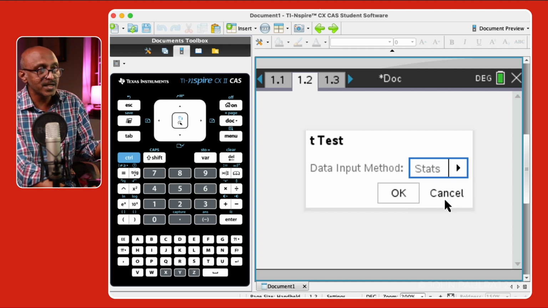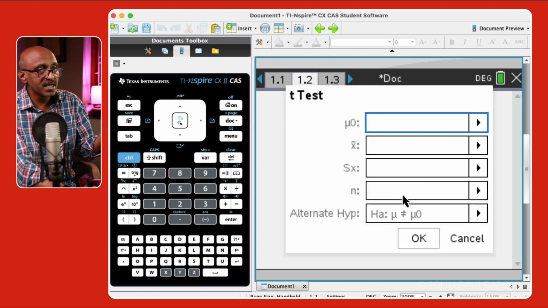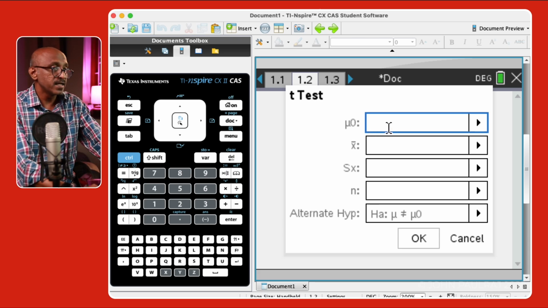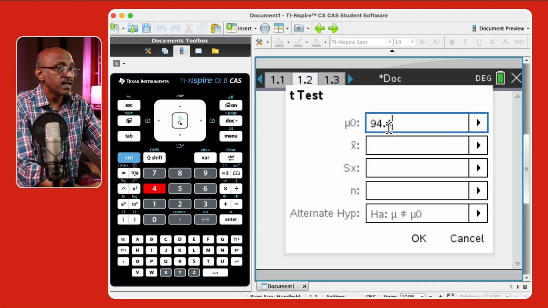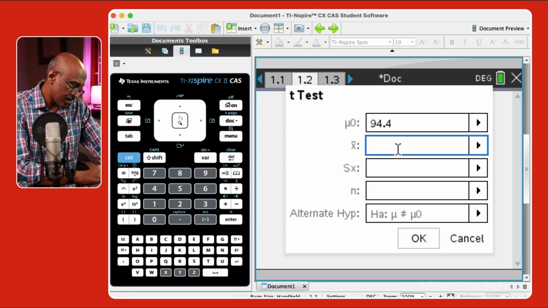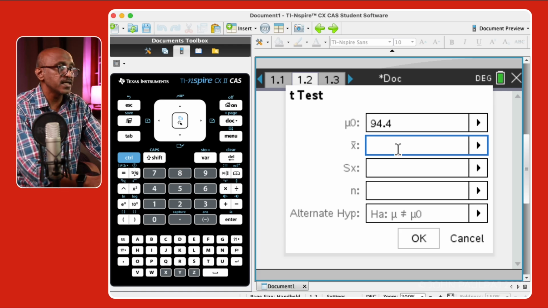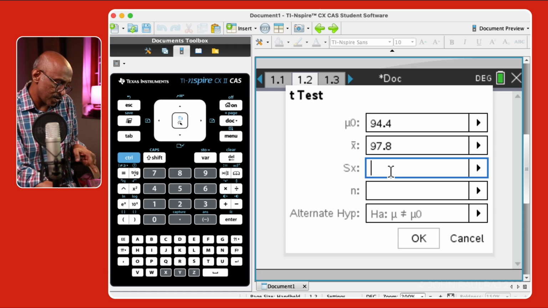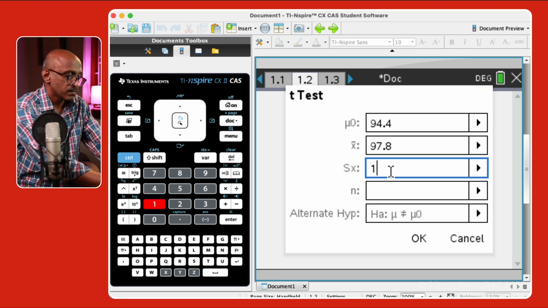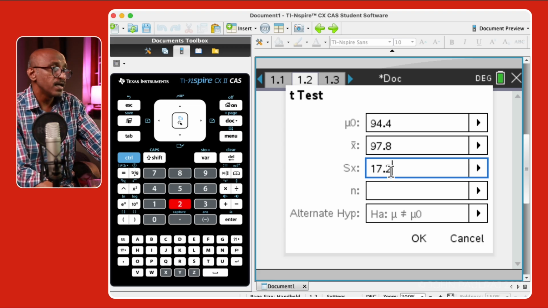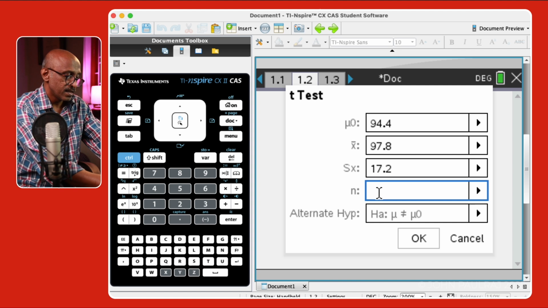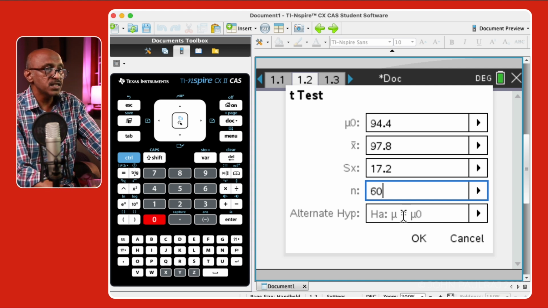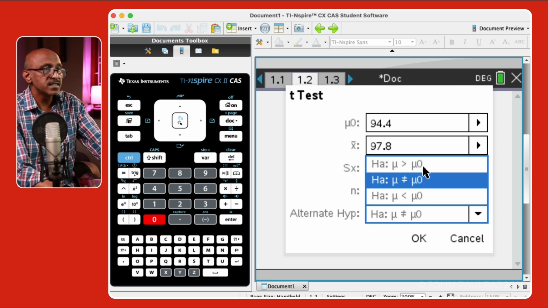There's stats, okay, that X bar and that Sn-1, whatever was given. Mu naught is going to be 94.4, and X bar they gave us as 97.8, and that Sx is the value you're going to enter. This is a sample standard deviation, the value 17.2, and what do we have next? N is 60, and our alternative said that it is greater.